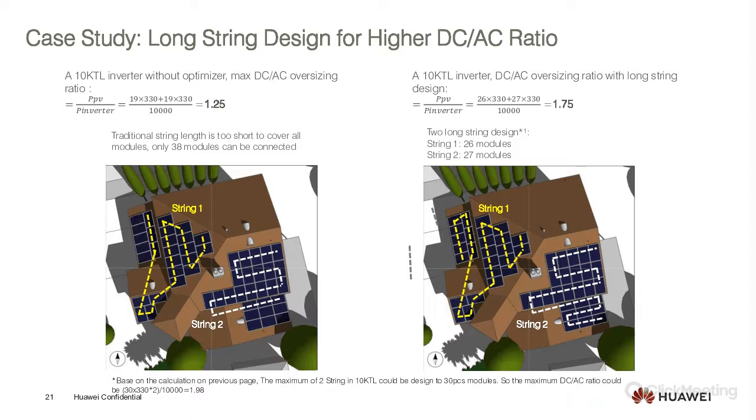Now on the right-hand side, what you are able to achieve with a 10 kTL inverter, a DC to AC ratio of a longer string design with the optimizers, you are able to connect in cases of 26 or even 27 modules per string. So that can utilize more power from the roof itself, and in effect, you are able to generate more power throughout the day with the capacity increasing in terms of DC to AC ratio. And if you wanted to, you can look at increasing this to a maximum capacity of around 200% if you were to do so.